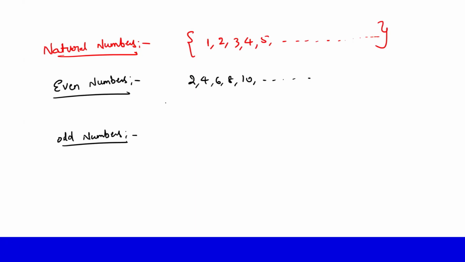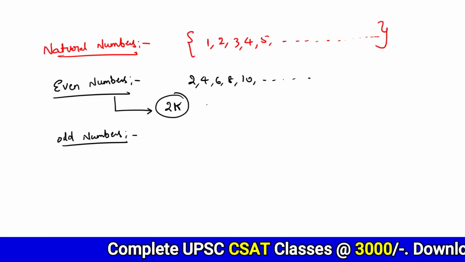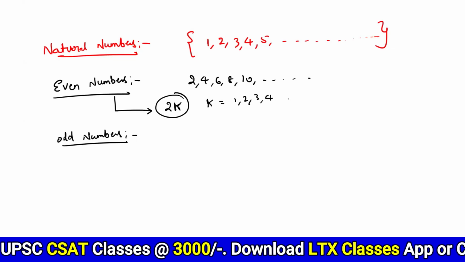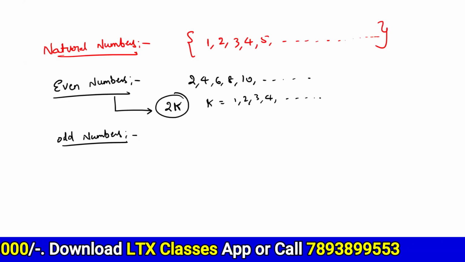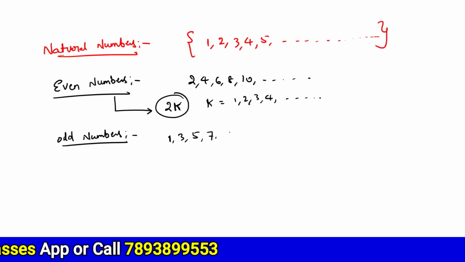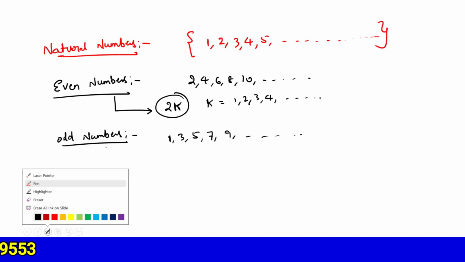Remember one thing. Any number which is multiplied with 2, so 2 times k, will be considered as an even number, where the value of k can be 1, 2, 3 and so on, any natural number. Coming to odd numbers, it will be like 1, 3, 5, 7, 9 and so on. And now tell me, what is the general representation for odd numbers?